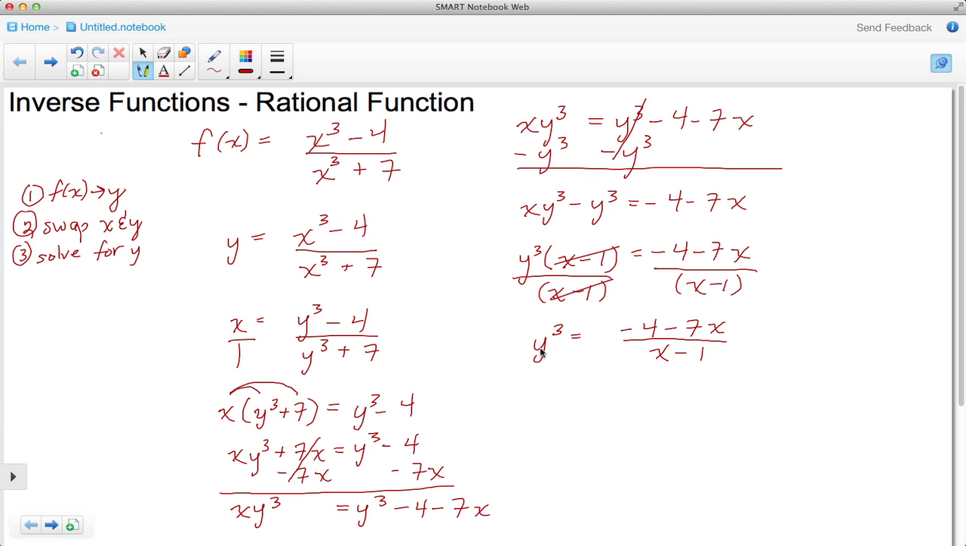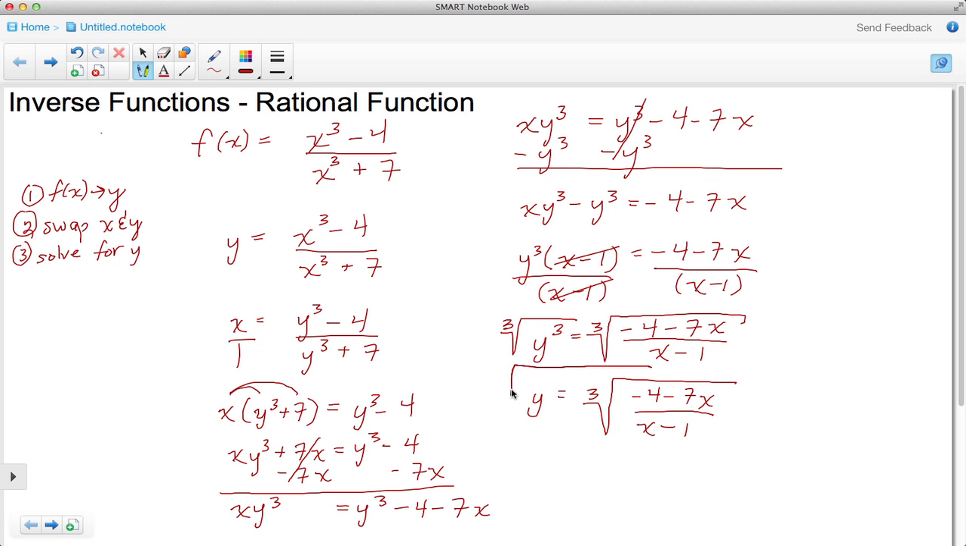All right, now I see I have y to the third, but I really want it to just be y. So I'm going to take the cube root of the left hand side and the cube root of the right hand side. The cube root of y to the third is just y, and then I'm going to rewrite everything here to the left because that can't be simplified anymore. So negative 4 minus 7x over the x minus 1.